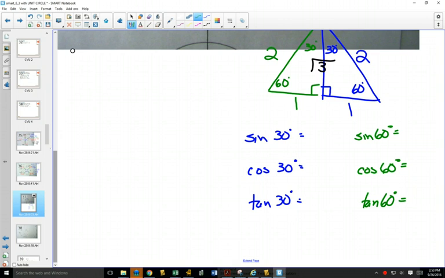Sine of 30 degrees is opposite over hypotenuse. That's going to be 1 over 2. Cos of 30 degrees, adjacent over hypotenuse, root 3 over 2. And tan of 30 degrees is opposite over adjacent, 1 over root 3. And if we rationalize the denominator by multiplying the top and bottom by the square root of 3, we will get root 3 over 3.